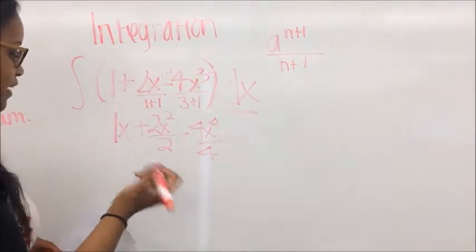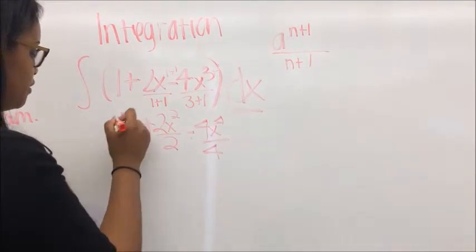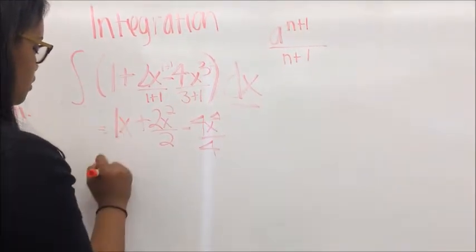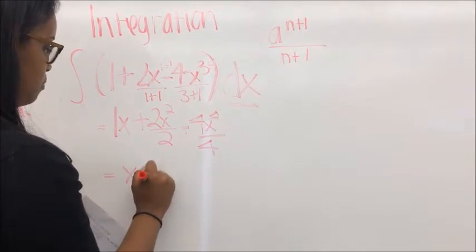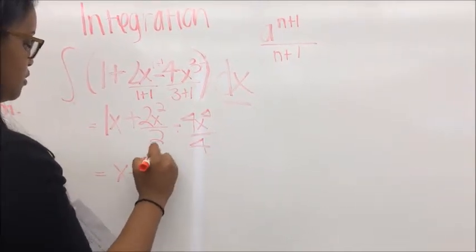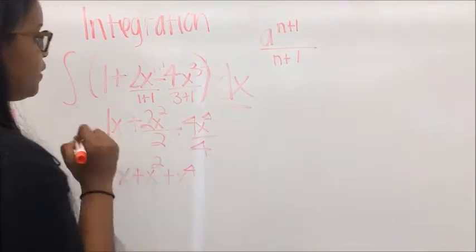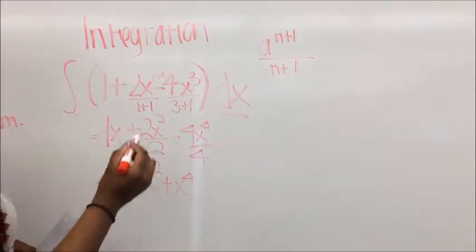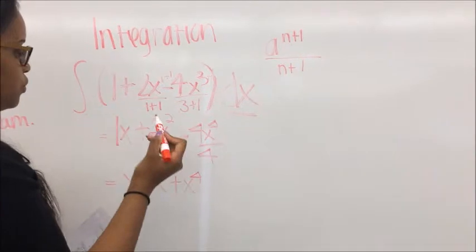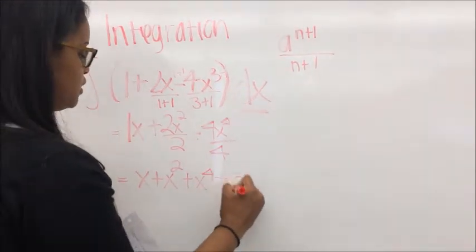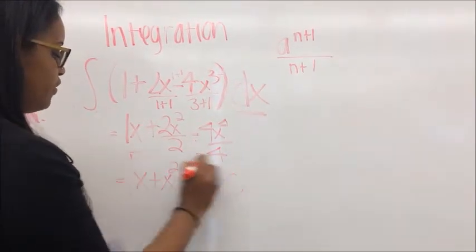And then you can simplify it even further by taking away the 1. So it would just be x plus x squared plus x to the 4th. And because you're doing an antiderivative, we don't know what the constant was before. So you always put plus c to finish the equation. And that's the answer.